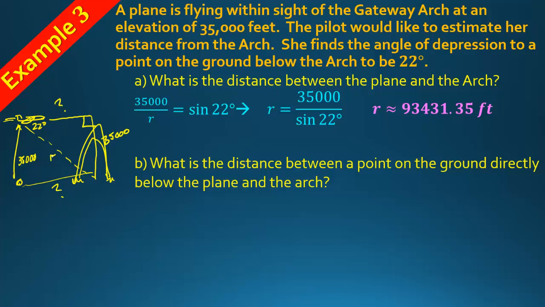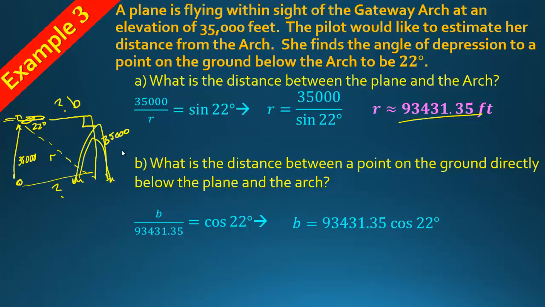Alright, so now that we know the hypotenuse, which we found up here, we can use cosine, because cosine is adjacent over hypotenuse. So I take that adjacent, which is what I'm trying to find, and set it equal to cosine of 22 degrees, solve for b, which is what I decided to name this, and you come up with an answer of about 86,628.04 feet. So that would be angle of depression.